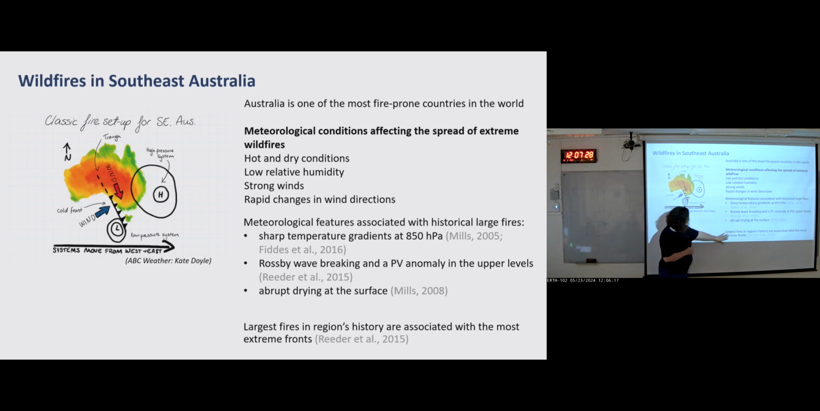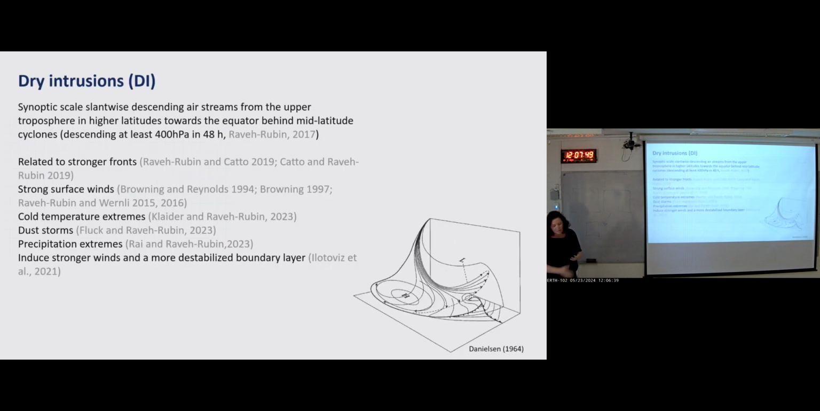And there was a really big paper by Reeder in 2015 that connects the largest fires to very extreme cold fronts. So it puts these two together. And when we looked at all of these, they are very indicative of dry intrusions. They all can exist or relate to dry intrusions. So what are these dry intrusions, or how can we define them?